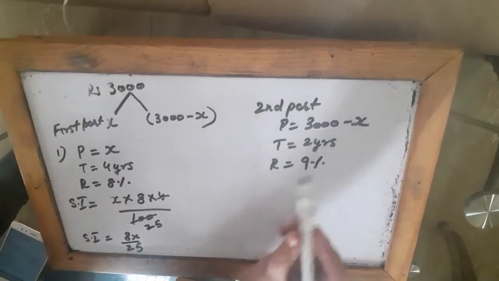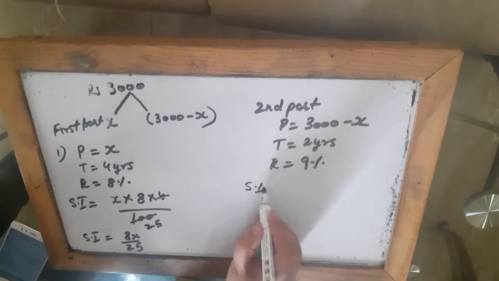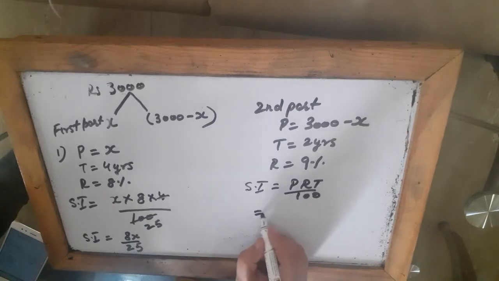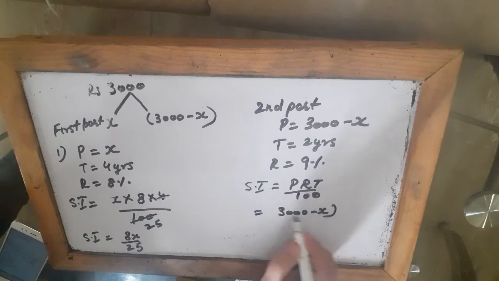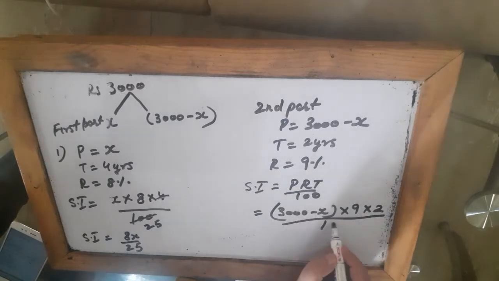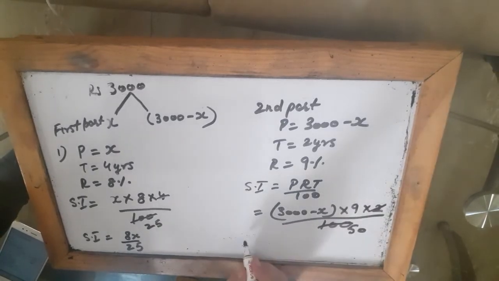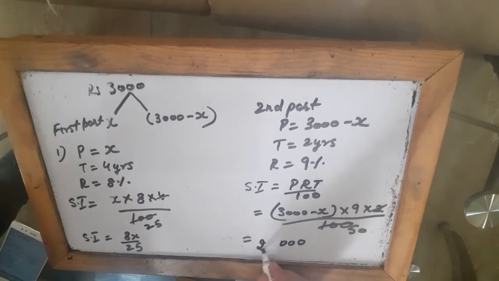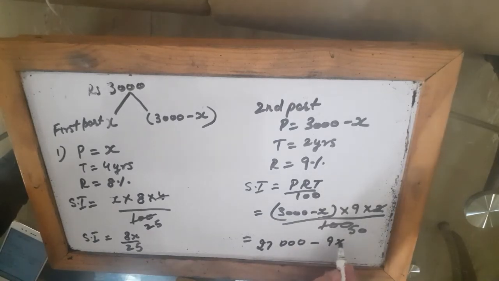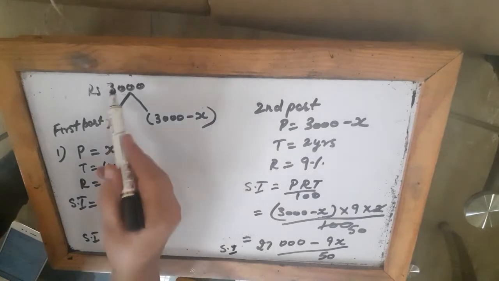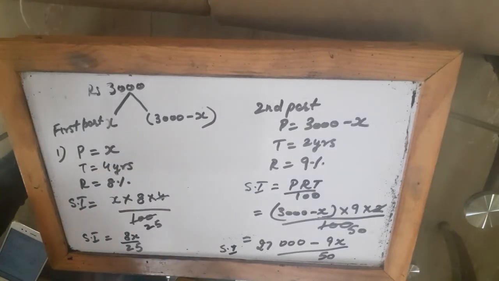In this the principal is given again in x terms, so I will get the simple interest in x terms only. PRT upon 100 means (3000 minus x) into 9 into 2 upon 100. This is a single term. So 2 and 100 cancel to 50, and because this is one term, I multiply both of these by 9. 9 3s are 27, so 27000 minus 9x upon 50. So this is the simple interest for the second part, and this is the simple interest for the first part.